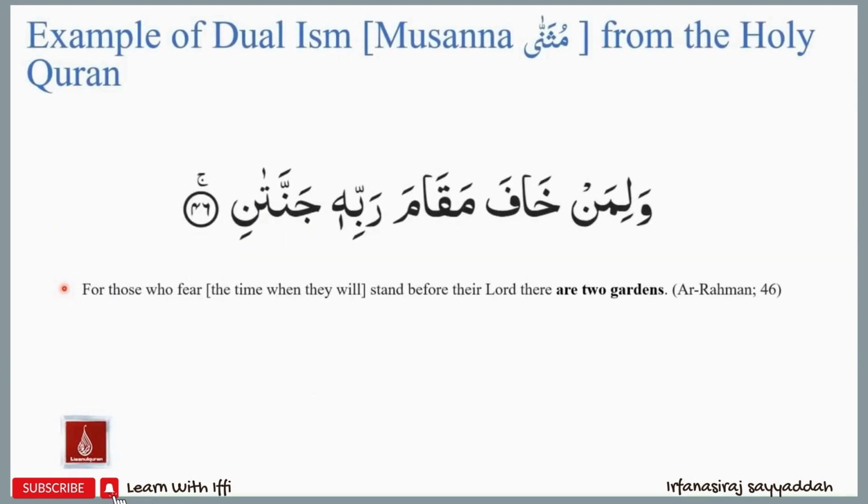There are also several examples of dual ism or musanna in the Holy Quran. Allah subhanahu wa ta'ala says in Surah Rahman, Ayah 46, for those who fear the time when they will stand before their Lord, there are two gardens. And the word that is used for two gardens is jannatani. Again, we have the ani sound at the end.